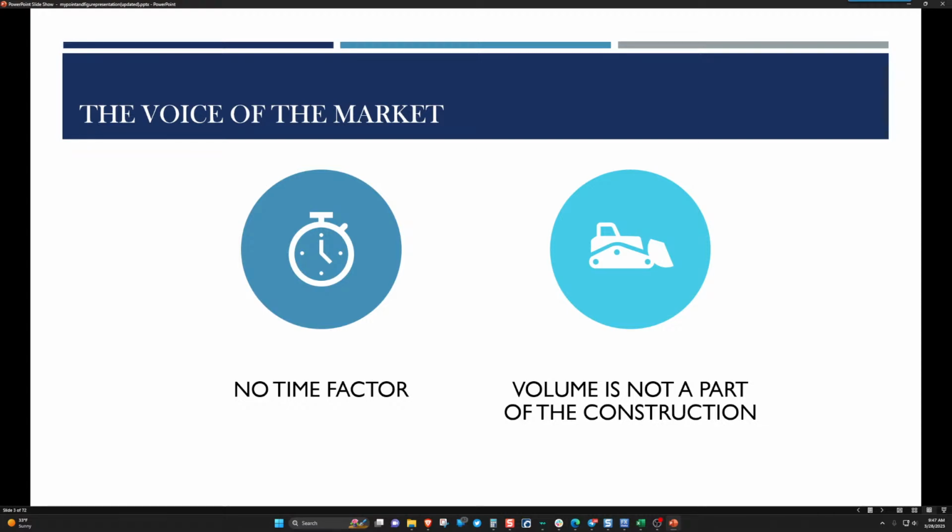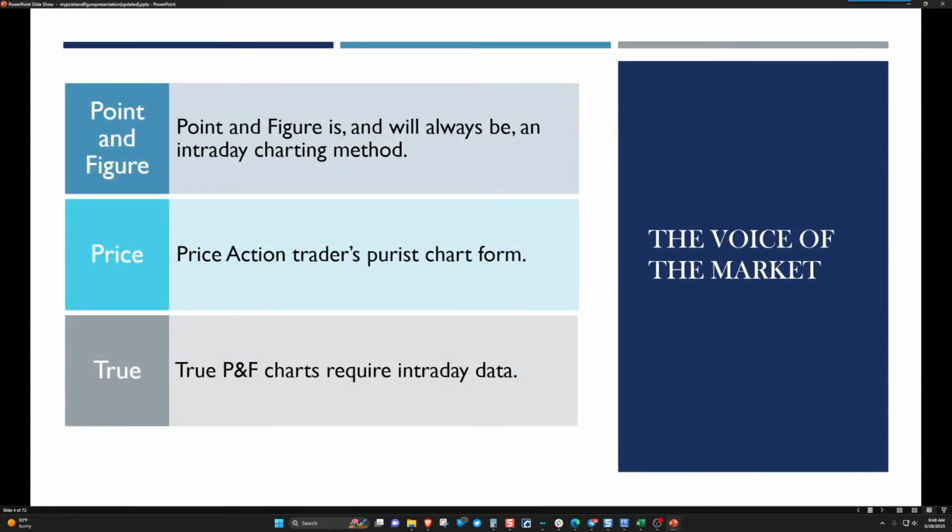It is just price. So when people say they're price action traders and they're not using a price action style chart like Kagi charts, swing charts, point and figure, or Renko, that's price action trading. Those are price action charts. The others are for analysis purposes. I look at chart styles as either meant for analysis or for trading. So point and figure is and always will be an intraday charting method.